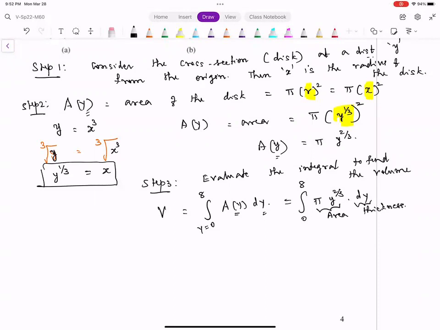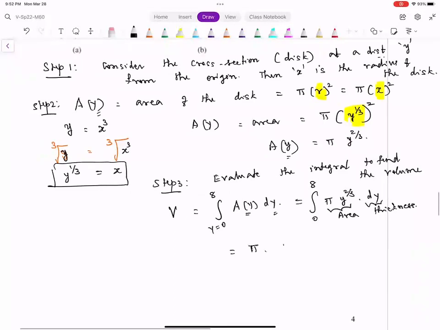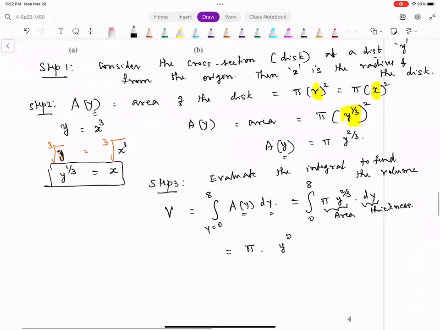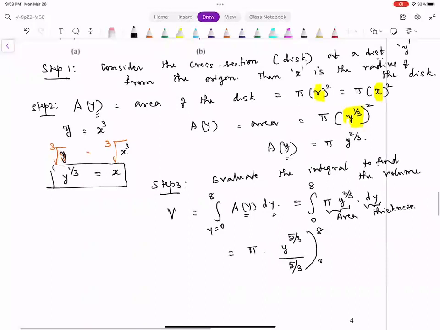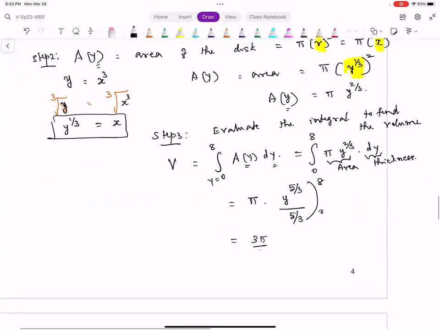So starting from 0 to 8, the entire volume gets covered. If I integrate this, the integral of pi can be taken out. So y to the power 2/3, 2/3 plus 1, which is 5 over 3, divided by 5 over 3, between 0 and 8. So it is 3 pi over 5.